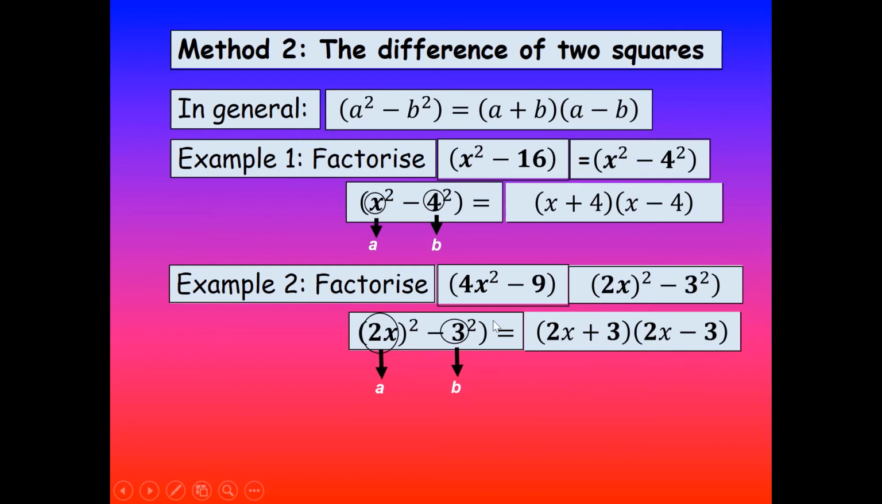What I would suggest is you take square root. So if I've got square root of 4, I will get 2. So that's how I'm getting 2x whole thing squared, and square root of 9 is 3, and then you just put them a plus b into a minus b.